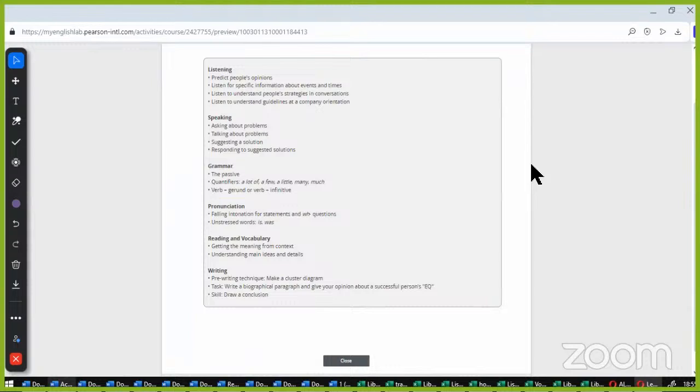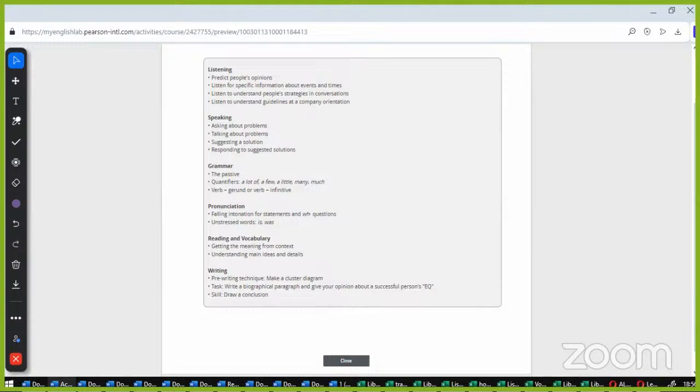Yes, so listening. Predict people's opinions. Listen for specific information about events and times. Listen to understand people's strategies in conversation. Listen to understand guidelines and company orientation. Speaking. Asking about problems. Talking about problems. Suggesting a solution. Responding to suggested solution. Grammar, the passive. Quantifiers, a lot of, a few, a little, many, much. Verb plus gerund of verb, or verb, infinitive.